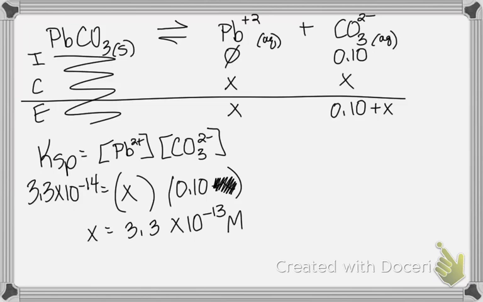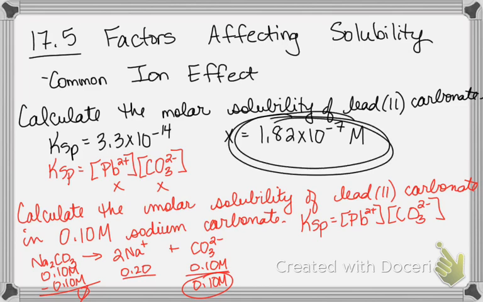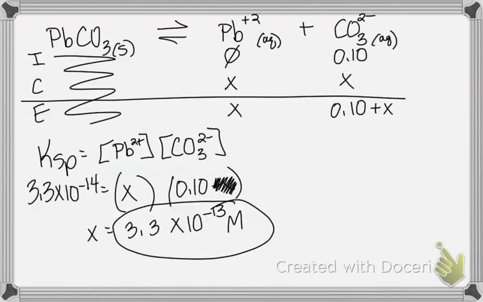So look, when there was carbonate there, the molar solubility is this number. If we look back at our previous problem, when it's in pure water, the molar solubility is this number. This 1.82 times 10 to the minus 7 is a bigger number. In other words, more dissolved in pure water than will dissolve with a common ion, which is usually the case.